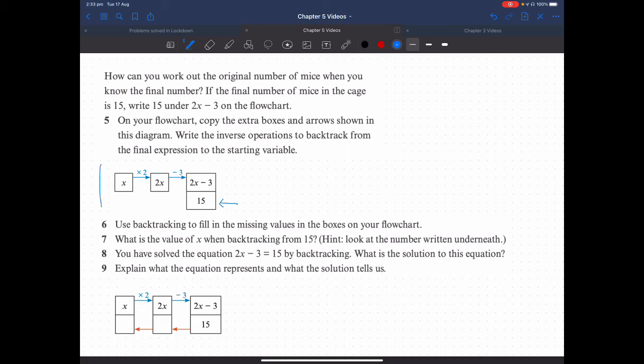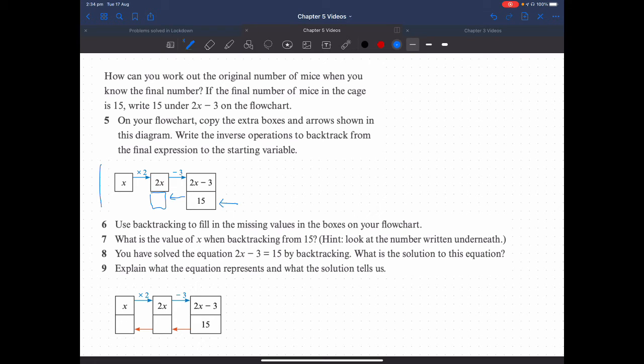Now it says to us, on your flowchart, copy the extra boxes and arrows shown in this diagram. Write the inverse operations to backtrack from the final expression into the starting variable. So the first part's done. What we're going to be doing is backtracking. So we're going from the 2X minus 3 back to the 2X.